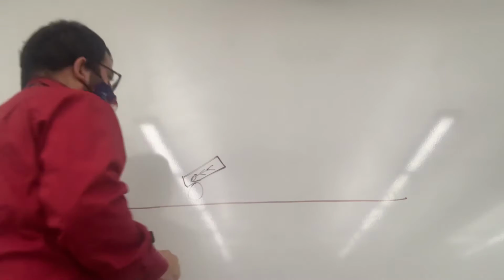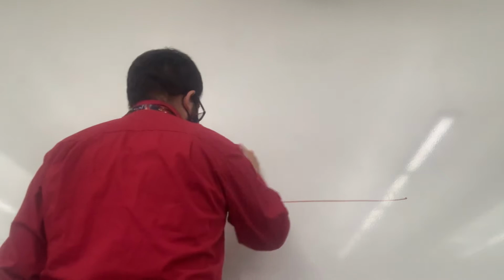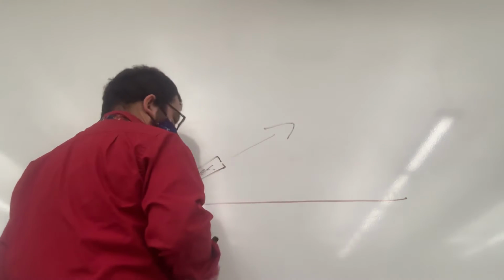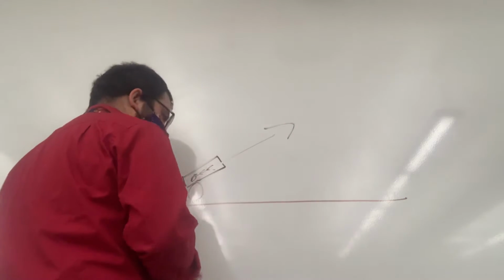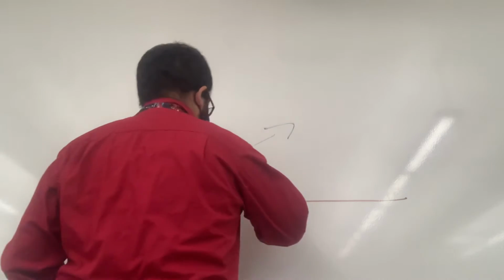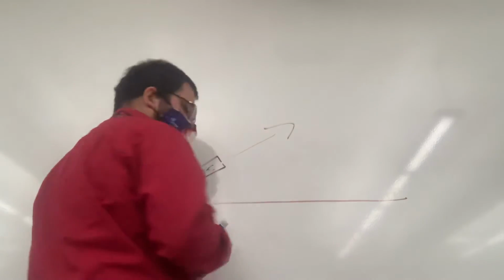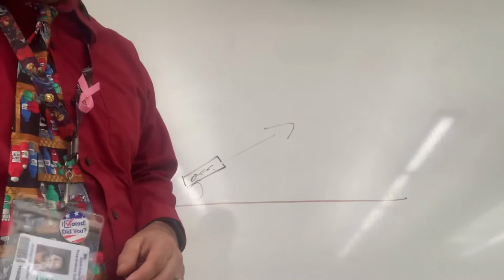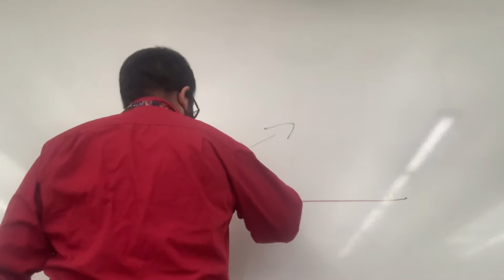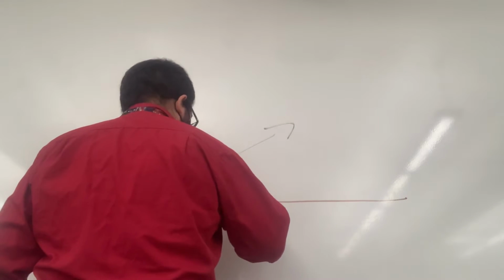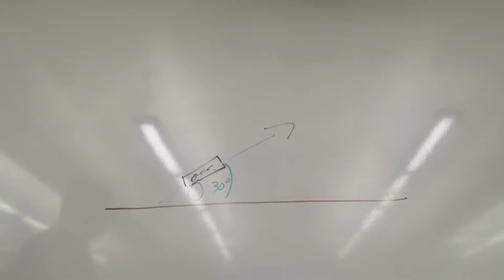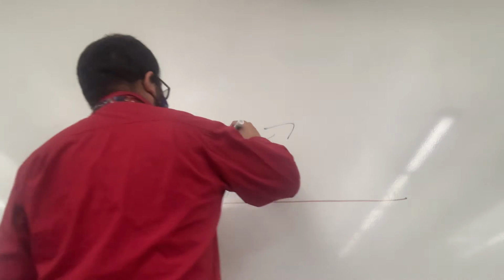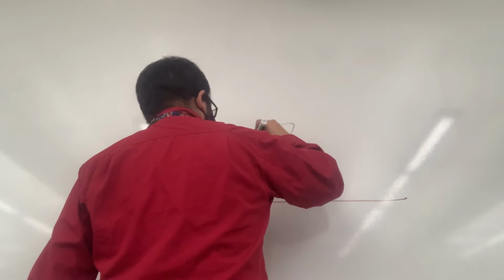Okay? So we said we were going to launch her, right? And we said that the angle that she made with the ground was 30 degrees, right? And we said her initial velocity was 101 meters per second.